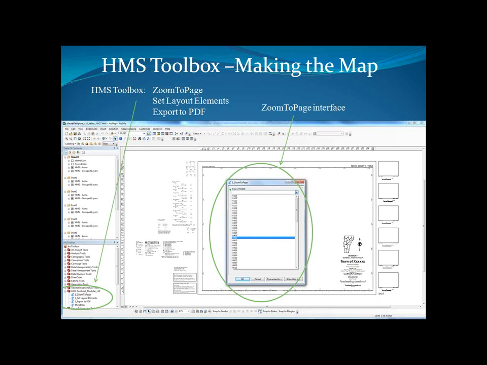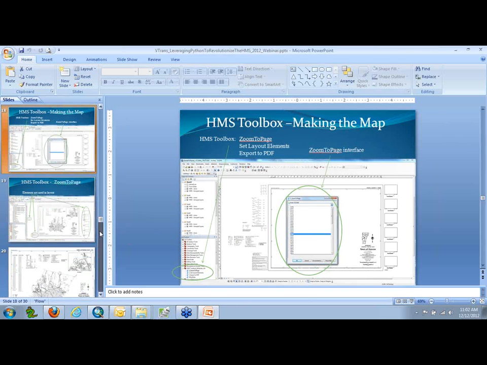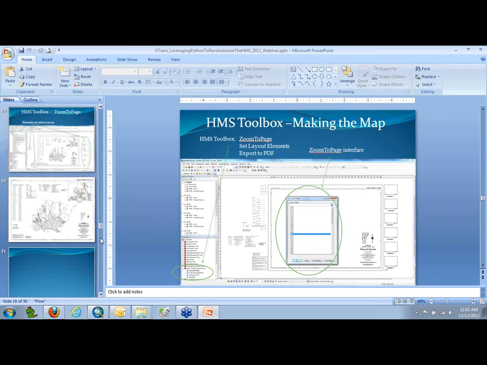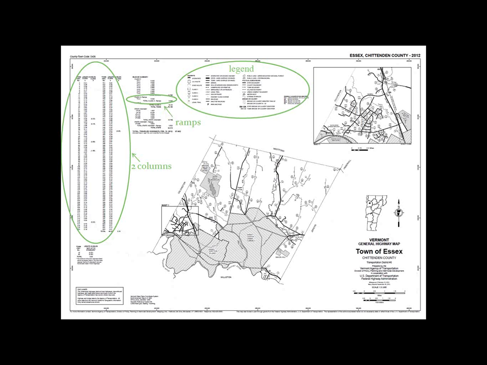So I'm going to switch to the PowerPoint just to illustrate a couple things about the maps. Here we go. So here's another example of a map, and I've just highlighted where particular elements are. So the legend is in the top and the middle. The Class 3 and Class 4 mileage tables are on the left, and they are in 2 columns.